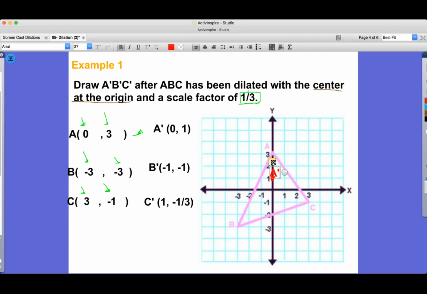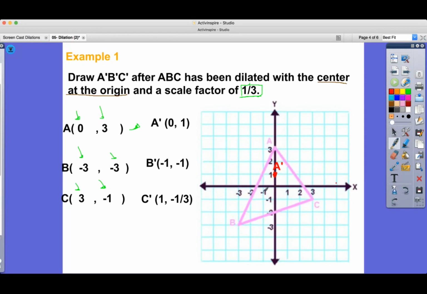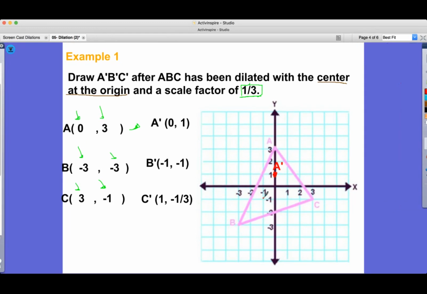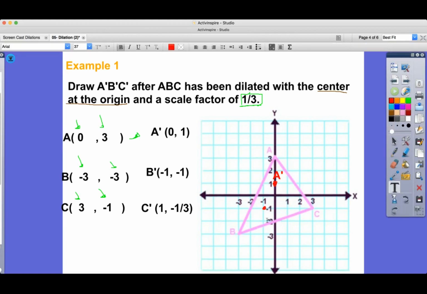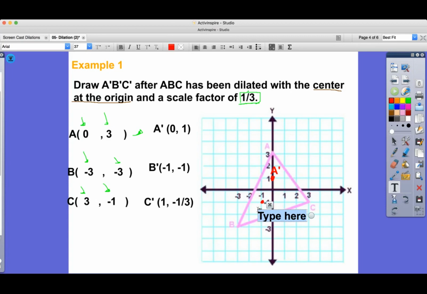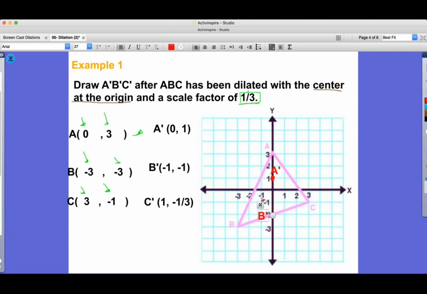That's this coordinate again, 0, 1. Let's go ahead and record negative 1, negative 1. So let me get my pen. We're going to go to the left, negative 1, down, negative 1. And here we're going to draw this coordinate. That's going to be B prime. So let's label that as B prime.